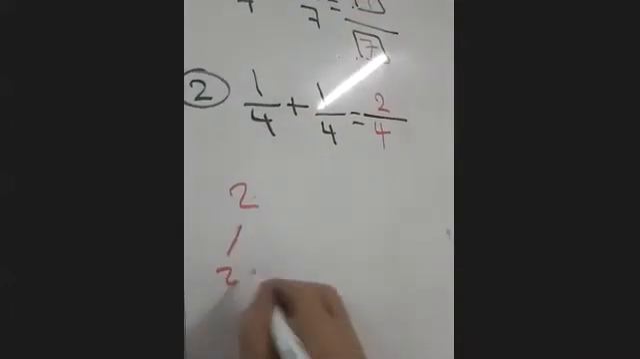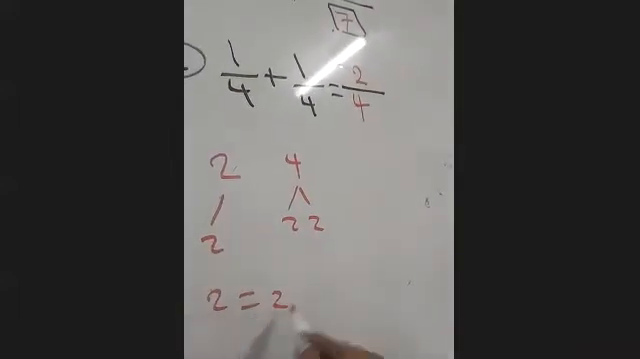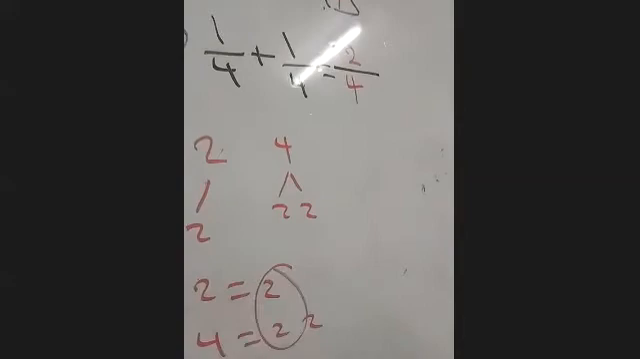Quickly. The 2 is 2. The 4 is 2 by 2. What's the GCF?